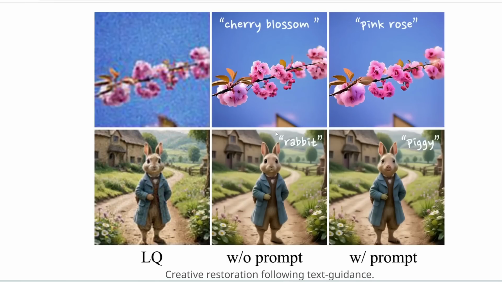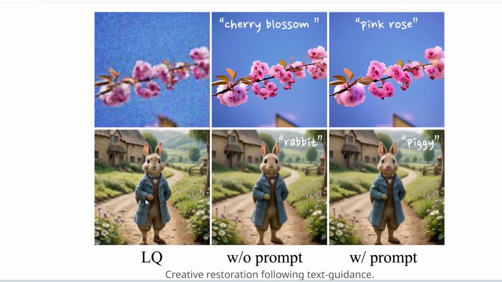You can also add text prompts to guide the restoration process, which is a really neat feature. So for example, here's the original image. Without any prompt, it will generate this cherry blossom photo. However, if you add an additional prompt, let's say pink rose, it would actually turn these flowers into pink roses while maintaining the composition of the original photo.